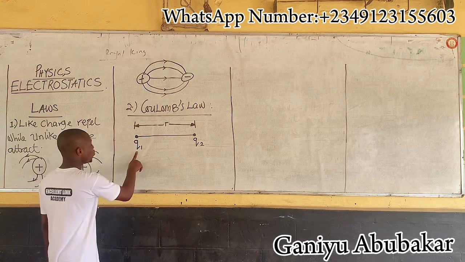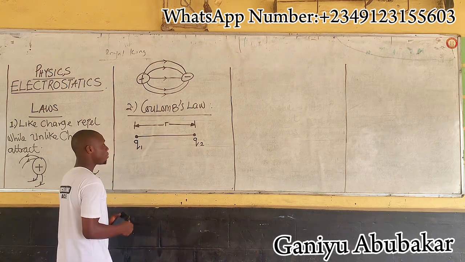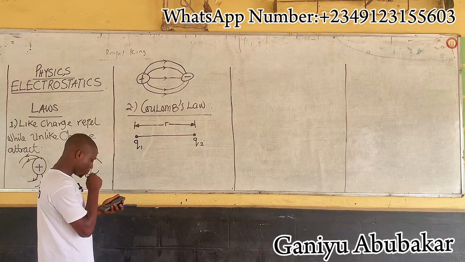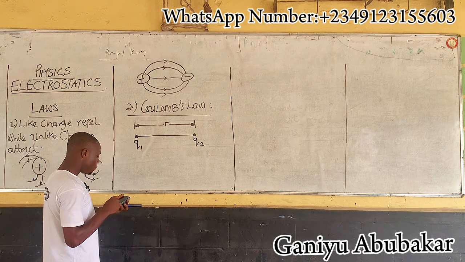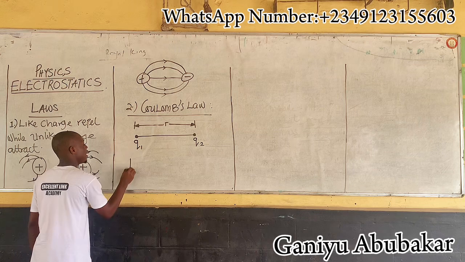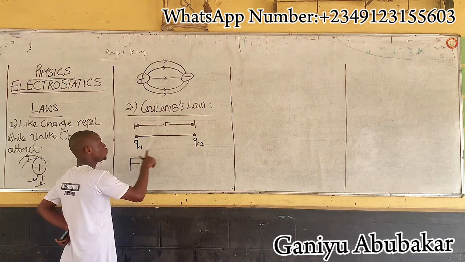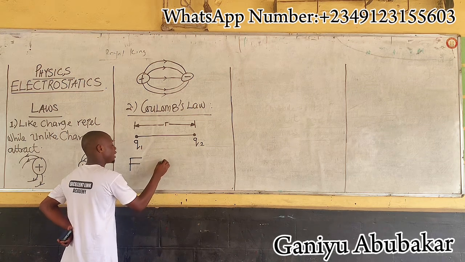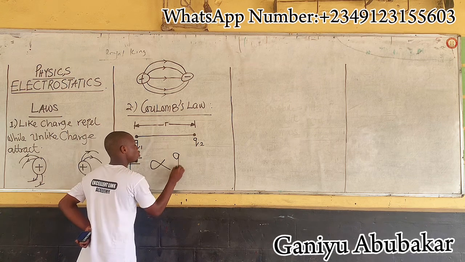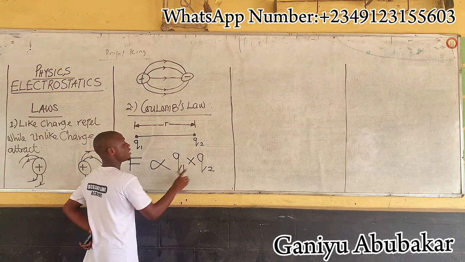So I have Q1 and Q2 and distance apart r. So I'm saying that from Coulomb's law, the force of attraction F between these charges Q1 and Q2 is proportional to the product of the charges. The product of the charges, that's Q1 times Q2.